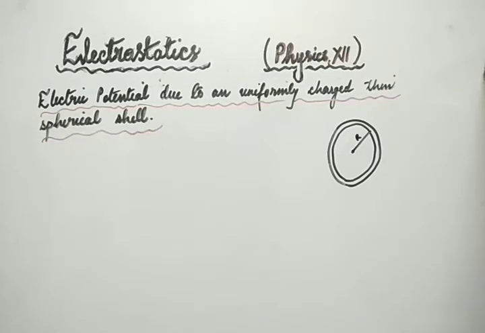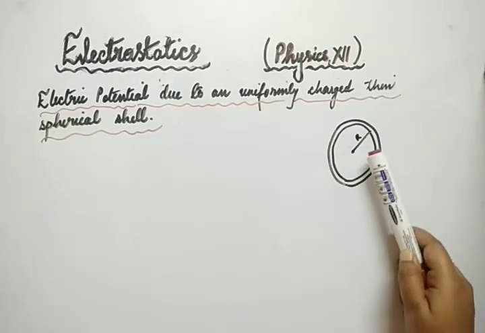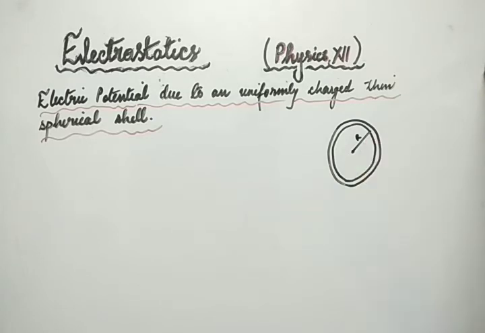Hello everyone. In today's video we are going to discuss electric potential due to a uniformly charged thin spherical shell. As you can see here, we have drawn a thin spherical shell and the radius of the shell is denoted by capital R.